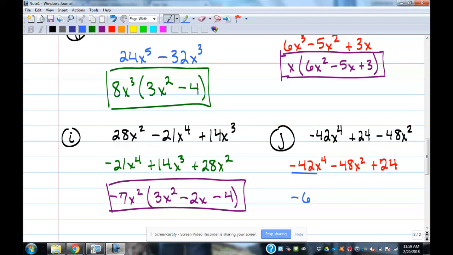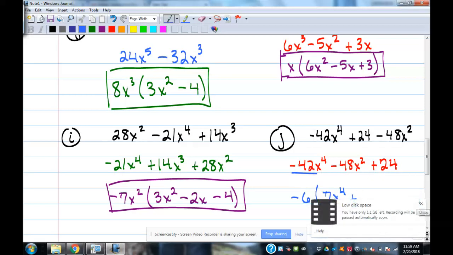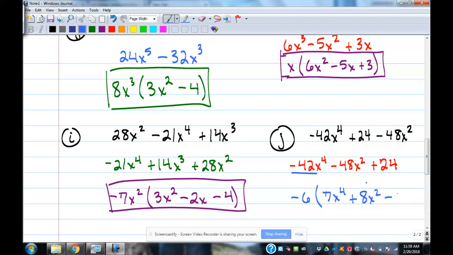To be a common factor, you've got to be on all of them. So this has got x's, but that one doesn't have any. So we can't have any x's in common because this guy doesn't have any to share. So there'd be no x's in there. So negative 6 is the only thing for the GCF. So what's left in the parentheses? 7x to the 4th plus 8x squared minus 4. Good job.